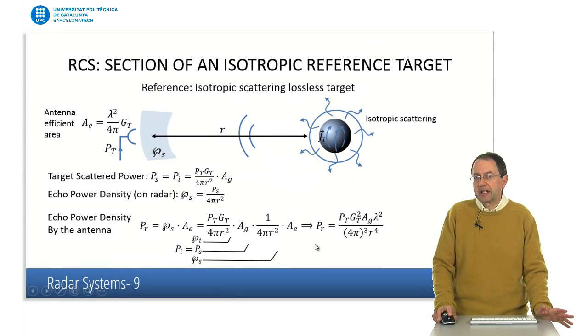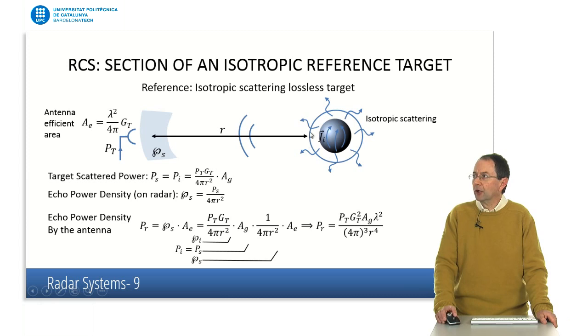Well, it is a lossless target, so this power which has been intercepted has to be fully re-radiated, scattered. Because it's isotropic, the scattering takes place in all directions with the same gain, which means it's like an isotropic antenna which is fed with the power which has been intercepted. Then the total scattered power is equal to the intercepted power. The echo power density available at the radar will be the scattered power divided by 4 pi R squared. There's no gain because we have defined this object to be isotropic. Then we can put all the equations together and we get the final result.